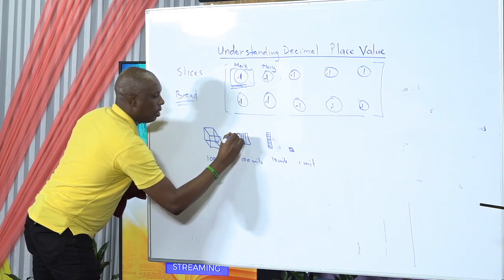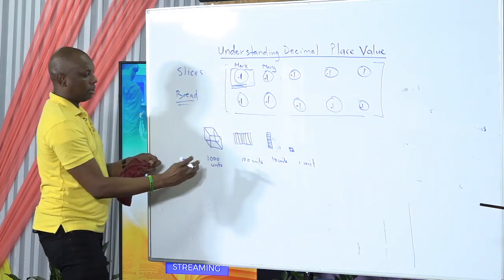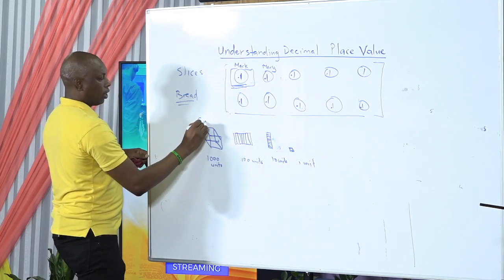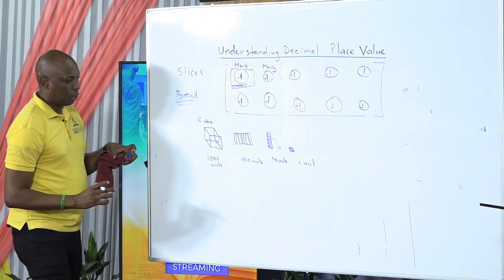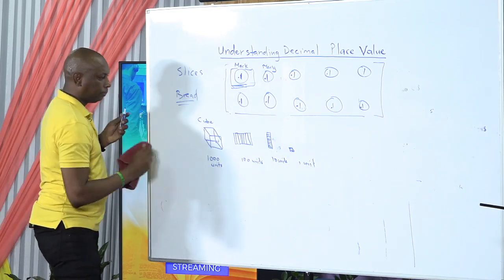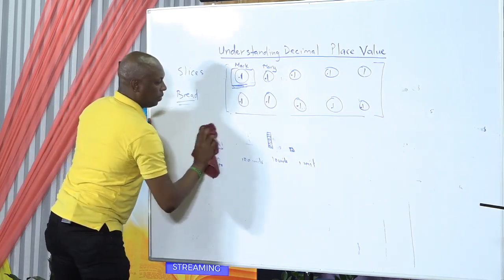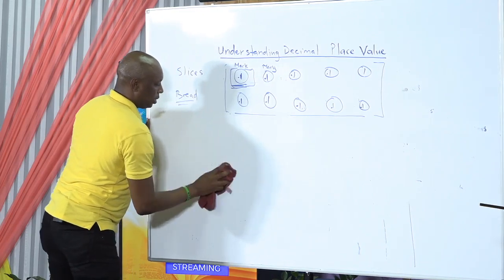Make it a little bigger. And this would be our 100 units. And then when we put 10 of this together, this would look more like a cuboid, a cube rather, and it would give us our 1,000 units. Now, what am I trying to say? That decimal numbers can be used to represent any value that we want. It doesn't have to stop.